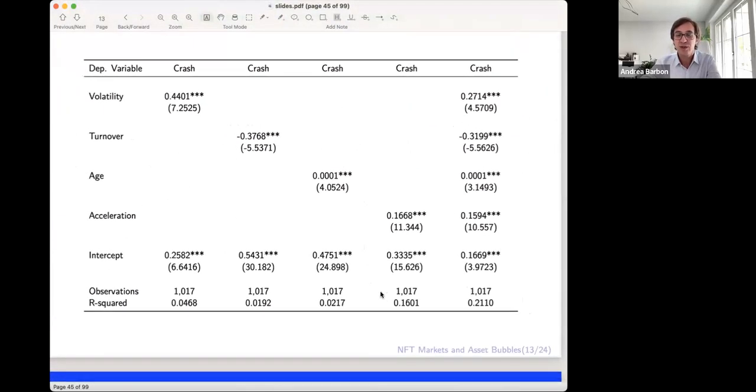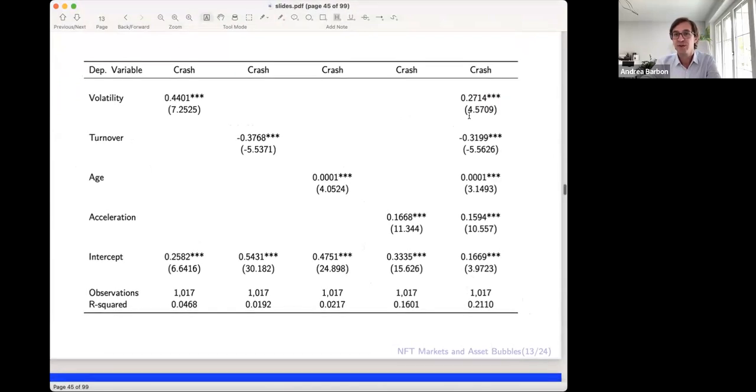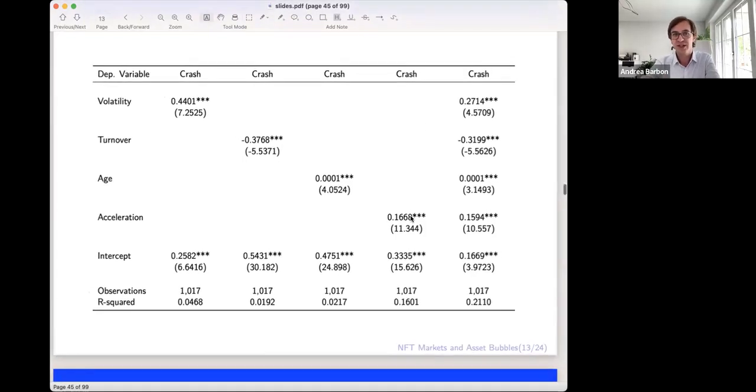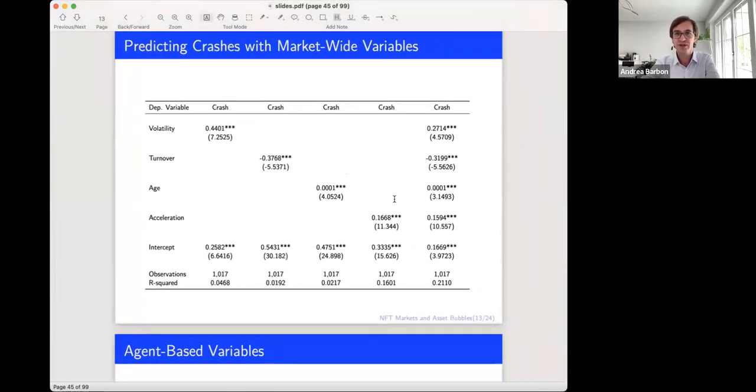Okay, and most importantly, if we put all the variables together in the regression, we get an R squared of about 21%. Okay, so it means that we have quite some forecasting power in forecasting these dummy indicating crashes. And if I rerun this regression by changing the dependent variable to actually the returns realized in the ex-post window, I would obtain more or less the same results. Okay, so all of these variables are significant and they actually help predicting future returns.